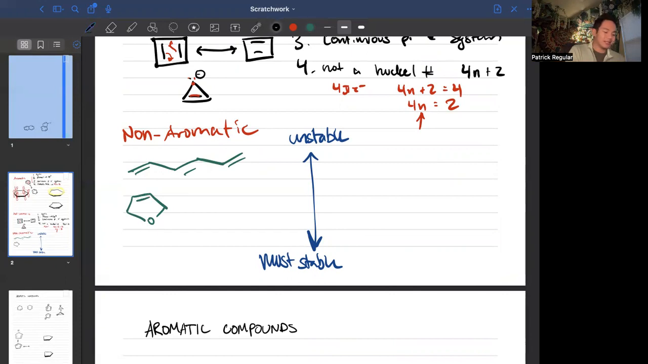You have sp3 hybridized carbons right here. Those are sp3. They're not planar. They're tetrahedral, so it's going to pucker a little bit. So anti-aromatic or non-aromatic just means it doesn't meet any of the requirements.